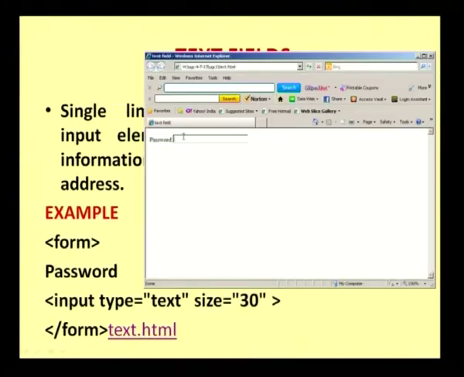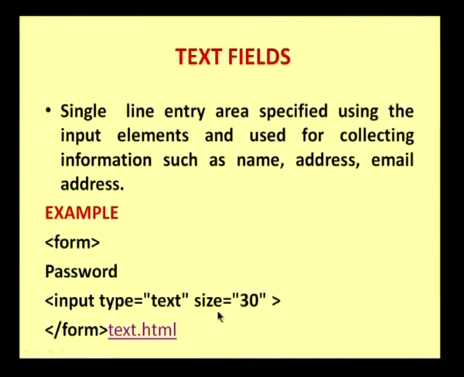I am getting a password in this text field. So, it will appear, and I can give my name here. This is a basic example for a text field. This is a single line entry. We can only type up to a single line, so only a restricted number of characters can be typed. That is, we can specify the number of characters within the size attribute, whatever amount of characters we need.